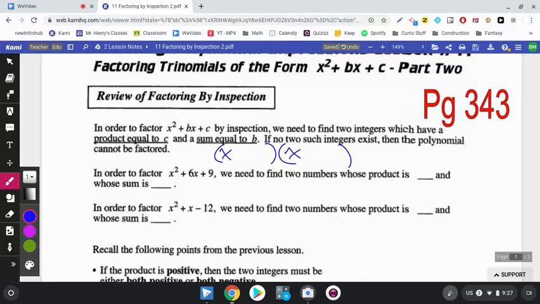So if I wanted to factor x squared plus 6x plus 9, I need 2 numbers that multiply to 9 and add to 6. They multiply to the constant, the n term, and they add to the middle one, the x term. If I wanted to factor x squared plus x minus 12, I need to figure out something that multiplies to negative 12 and adds to positive 1. Okay, so that's what we're going to do more of. And we're just going to look at some more examples today, but that's really it.